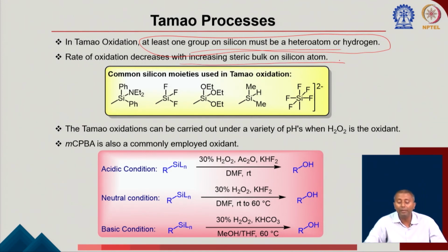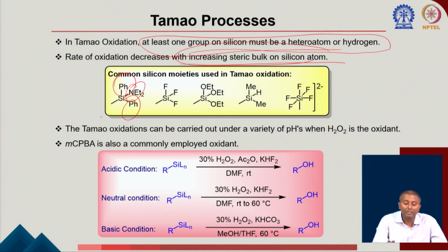You are going to learn in a minute that you have to use some sort of F minus for this oxidation to take place. That is why, as the steric bulk increases, it slows down. We talked about silicon as a protecting group for alcohol. If you remember, if the silicon has bulkier groups around it, then deprotection becomes difficult because approach of the fluoride becomes difficult. Very similarly, if the Tamao process needs a fluoride to attack, and your silicon has bulkier groups around it, then the oxidation rate will be much slower.